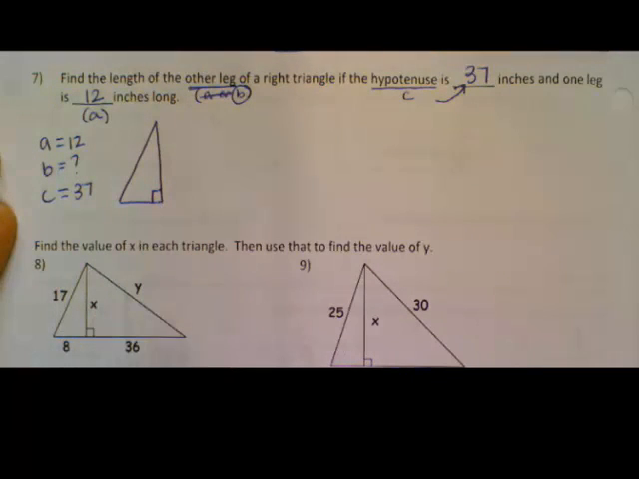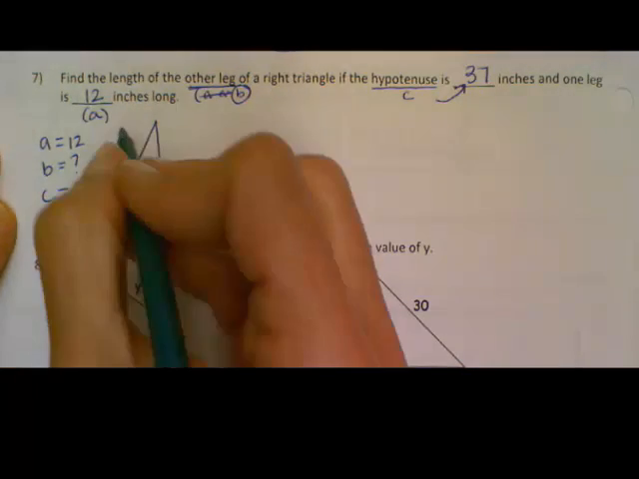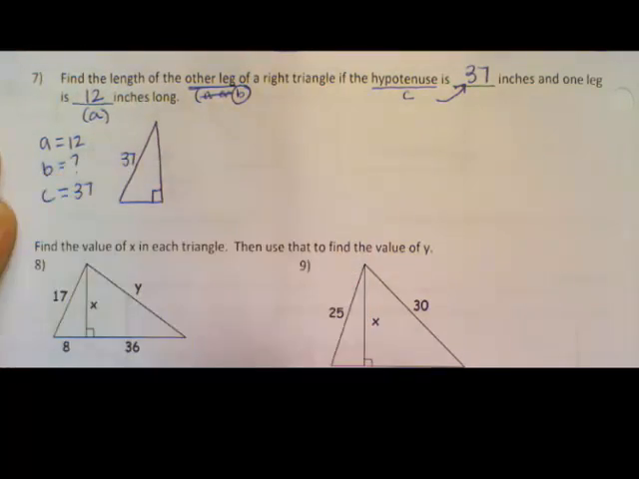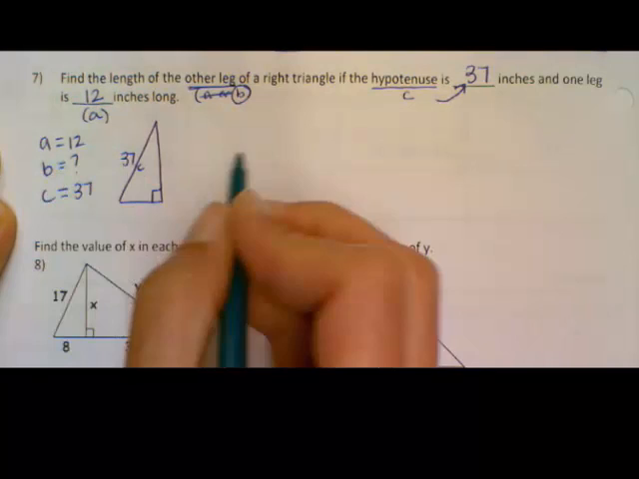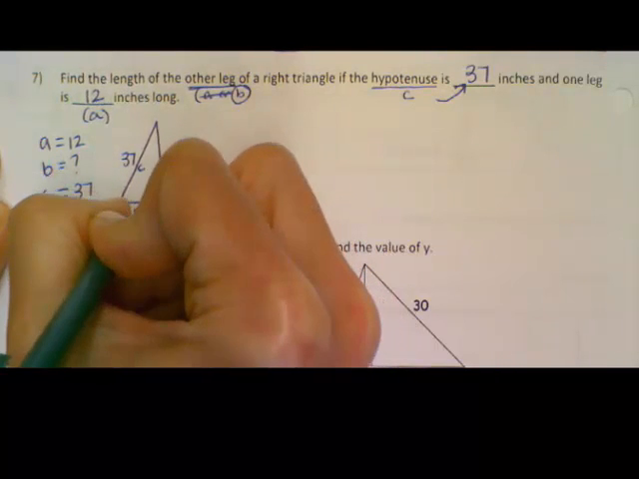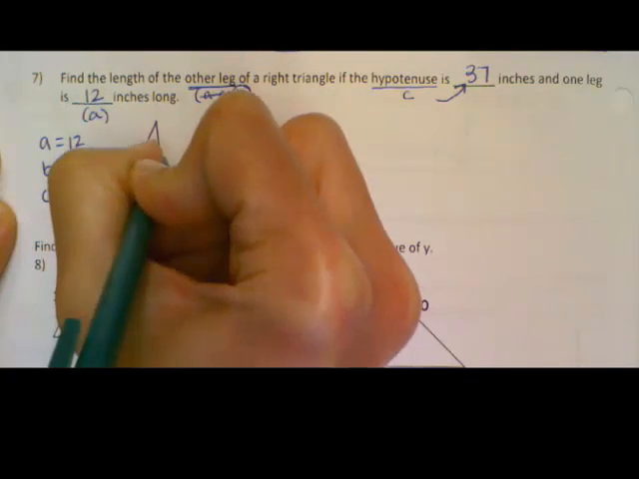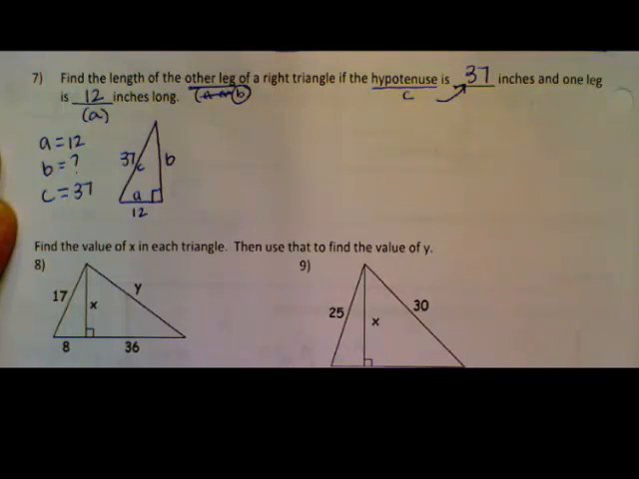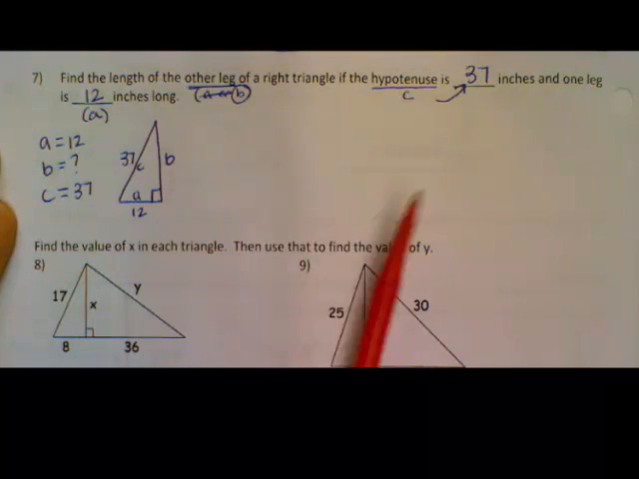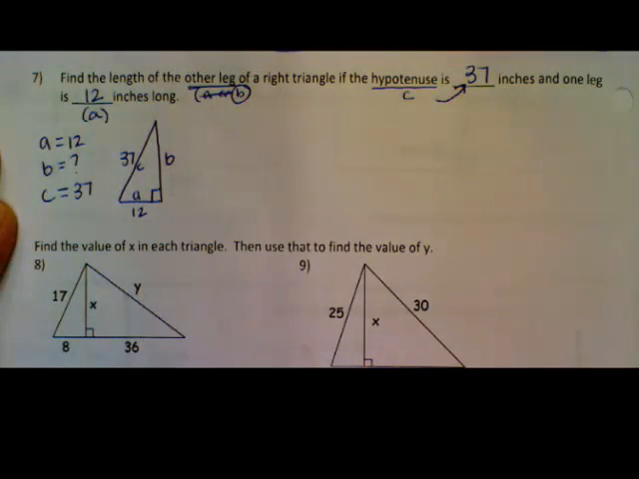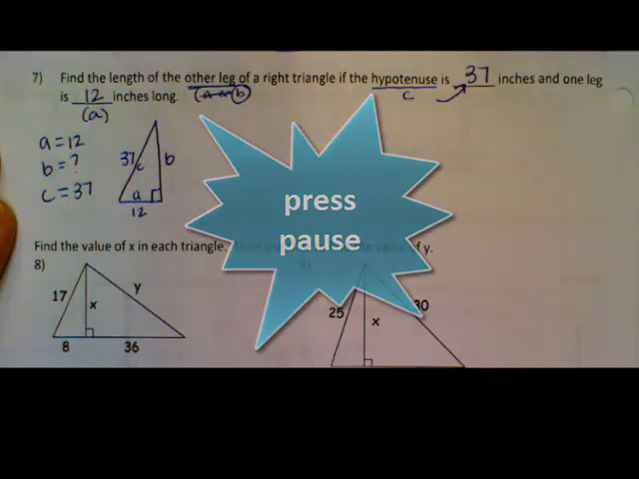We've got our right angle. We know our hypotenuse, C is 37, and we know one of the legs. So let's just make it the short one. It doesn't really matter. And then we'll solve for the missing one. So we're going to do this just like the previous 3 problems. So go ahead and do the rest of the problem, writing out the Pythagorean Theorem, substituting in, finding what the length of the missing leg is.